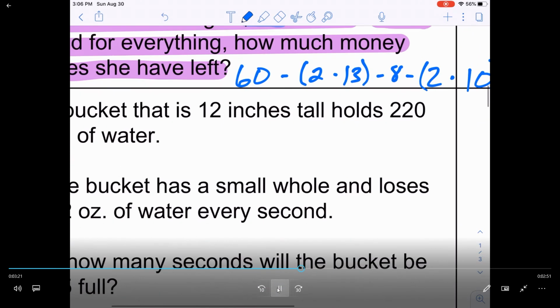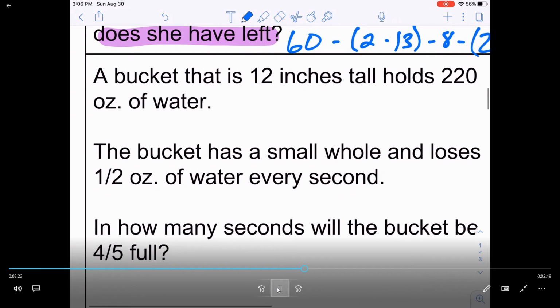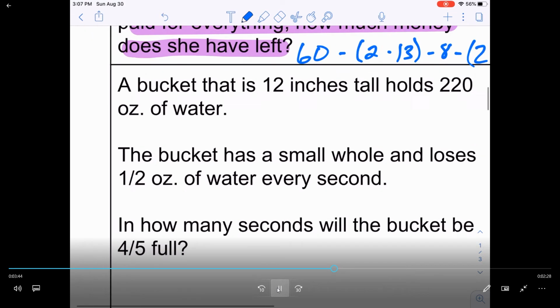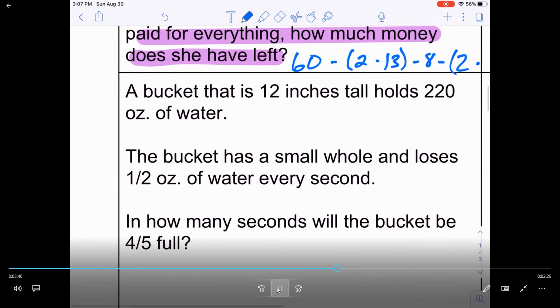The next type of problem is a little bit more difficult of a problem, but it's very doable. You have to break it down in small steps. So first thing you do is you still read the problem. A bucket that is 12 inches tall holds 220 ounces of water. The bucket has a small hole and loses a half ounce of water every second. How many seconds will the bucket be empty if it's full? So there's a couple things you got to know in here. You got to know how much water it loses before you can determine how many seconds it takes.